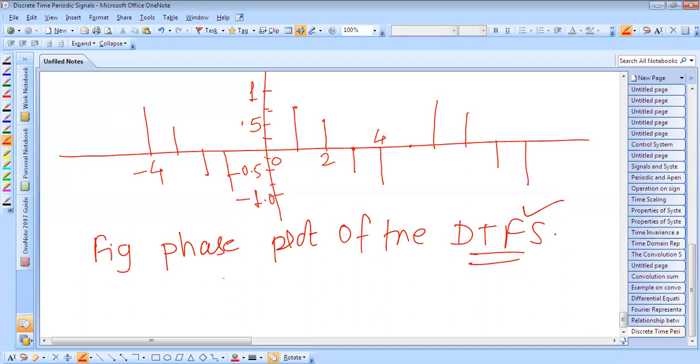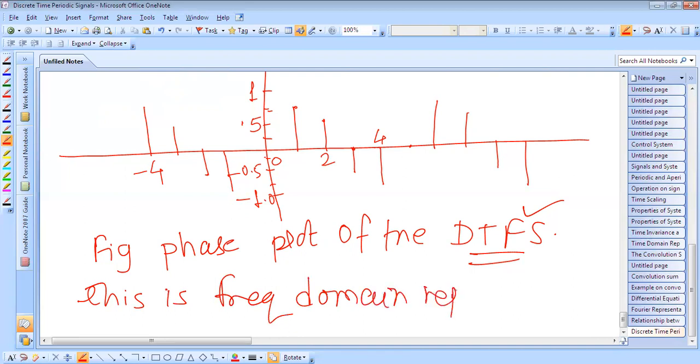this is the frequency domain representation of the given signal.